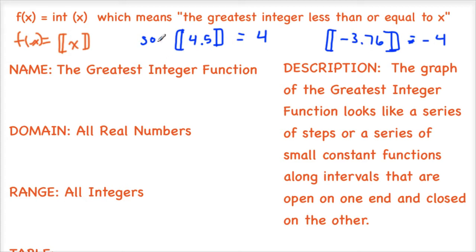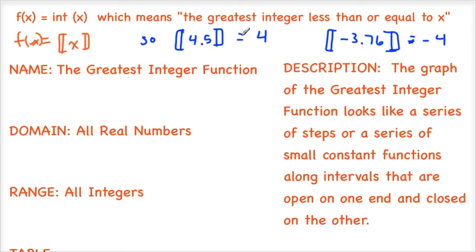Okay. So name: greatest integer function. The domain is all real numbers, so I can plug in anything I want into the function, right? So all the x values can be anything that I can plug in here, because what's going to come out of this is going to be only integers.